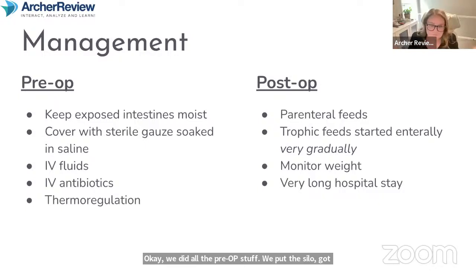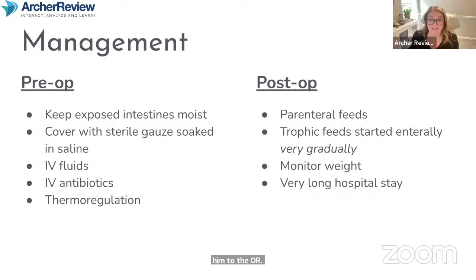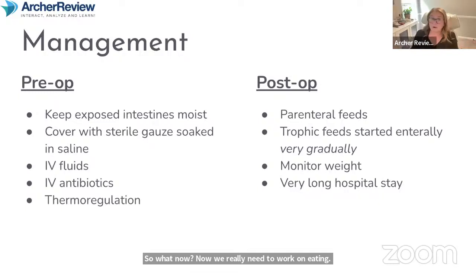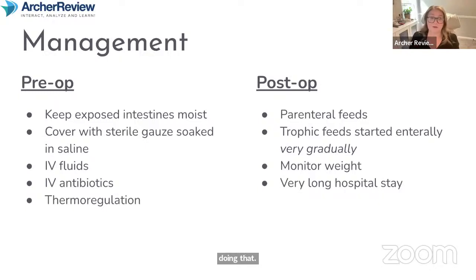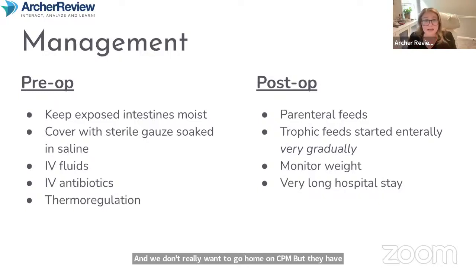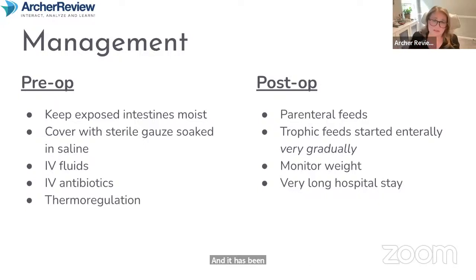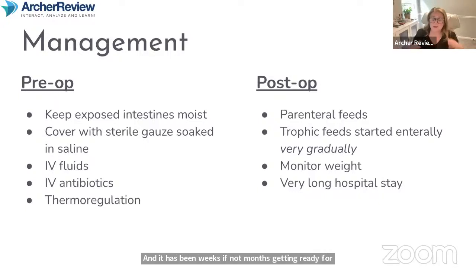So what now? Now we really need to work on eating. Before they were just doing that TPN, and we don't really want to go home on TPN. But they have never had anything in their belly before. And it has been weeks, if not months, getting ready for this surgery. This is a super long hospital stay. Most babies with a big omphalocele are in the NICU for at least 4 to 6 months and sometimes longer. So how do we wake that belly up?